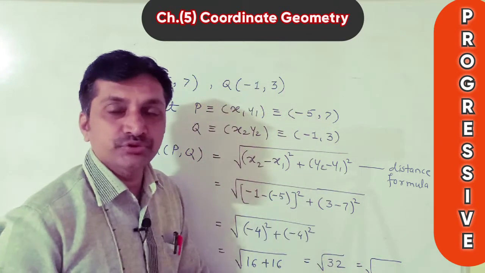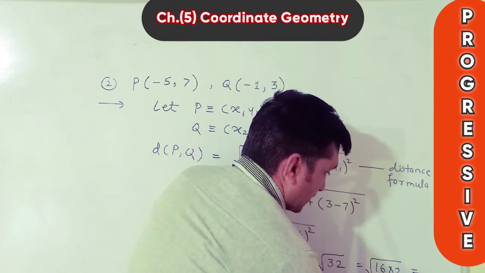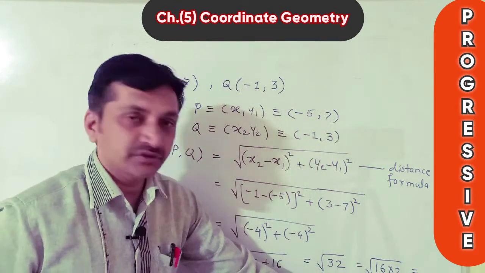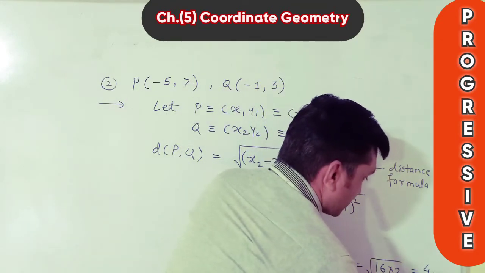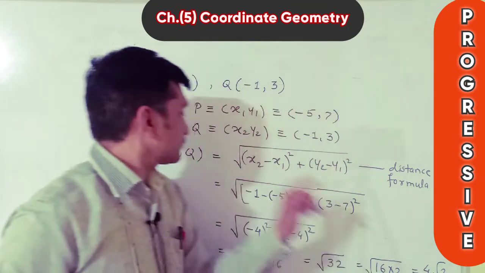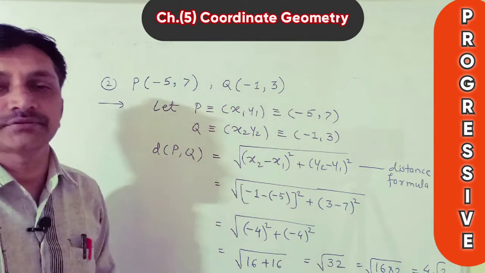Factors of 32: 16 times 2. 16 is a perfect square, and the square root of 16 is 4, and root 2 is irrational. This is the distance. Distance PQ is equal to 4 root 2 units.